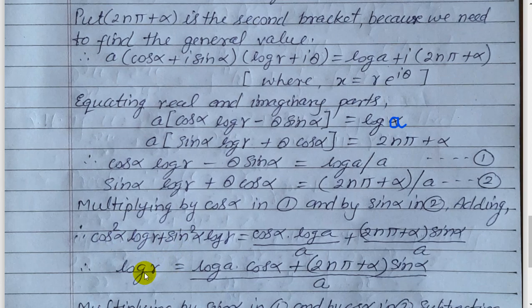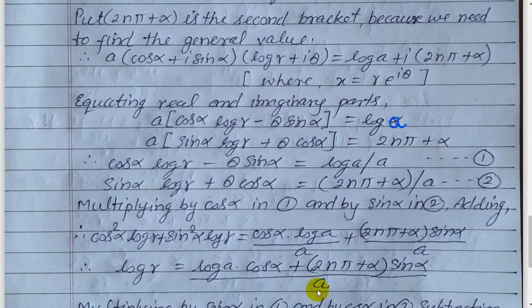So we get here log r equals log a into cos alpha plus 2n pi plus alpha into sin alpha, this term entire upon a. So this is the value of log r. Log a into cos alpha plus 2n pi plus alpha into sin alpha entire upon a. This is the value of log r.